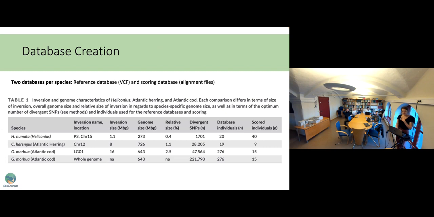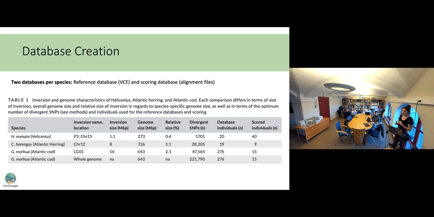For each species, we created two sets of databases, or two databases per species. So we had our reference database and we had our scoring database. And the reference database was a range of different sizes. So you can see we had 20, 19, and then 276 in our 3 different species. And then we scored only alignment files that we knew where they came from, so that we knew whether or not we were actually doing this right.